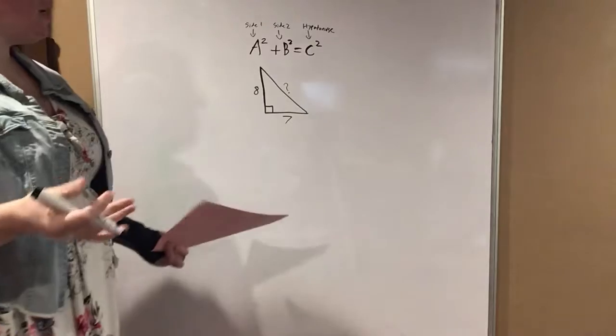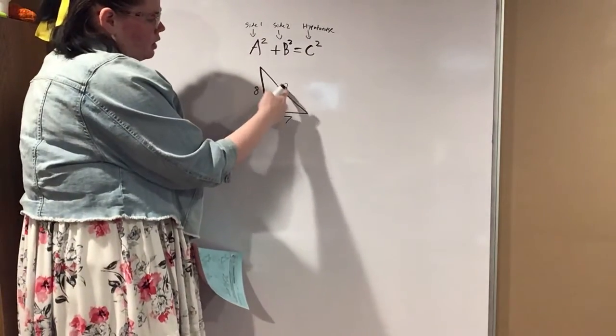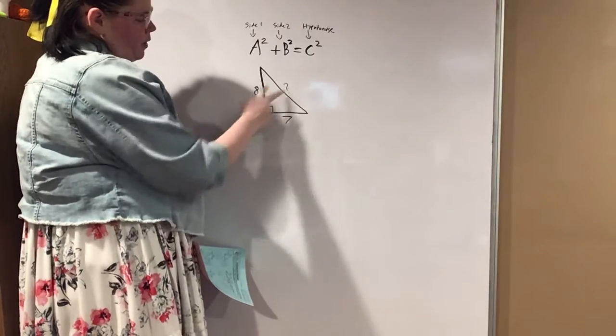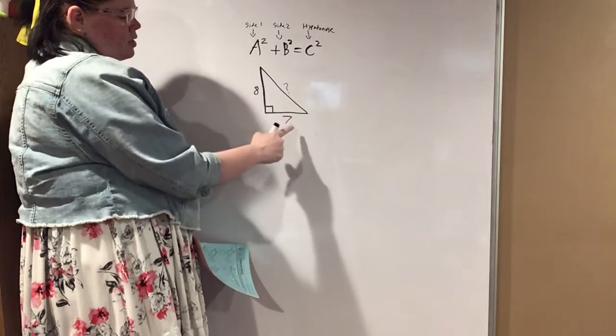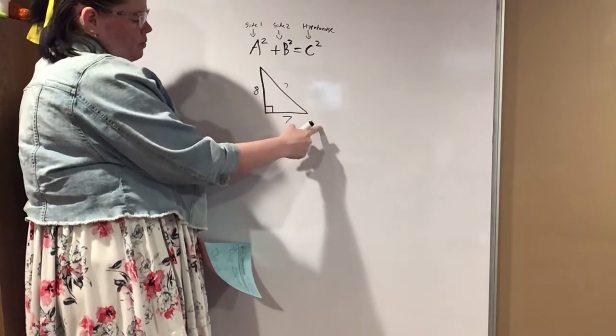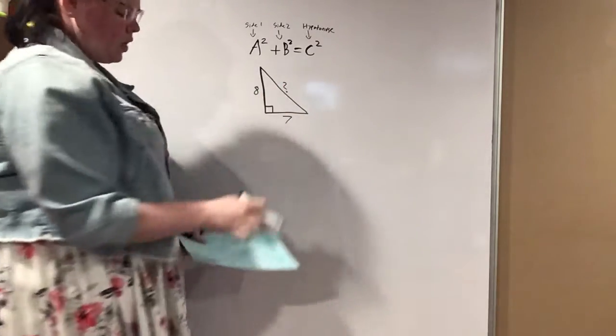Okay, well, what is the hypotenuse? The hypotenuse is always the longest side, the one away from the right angle. It's always this side. So this is side 1 and side 2. This is always the hypotenuse. It's always the side that's farthest away from the right angle.